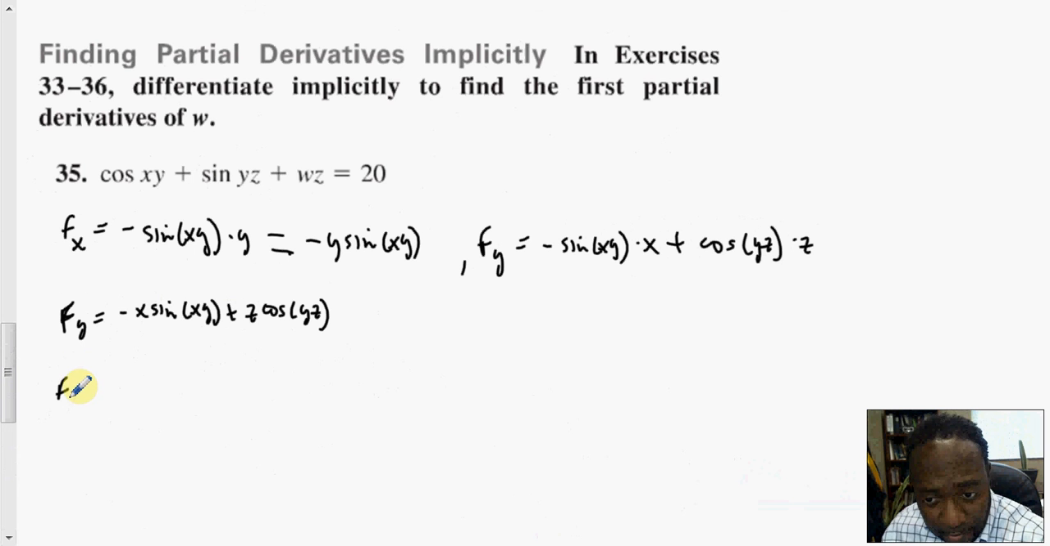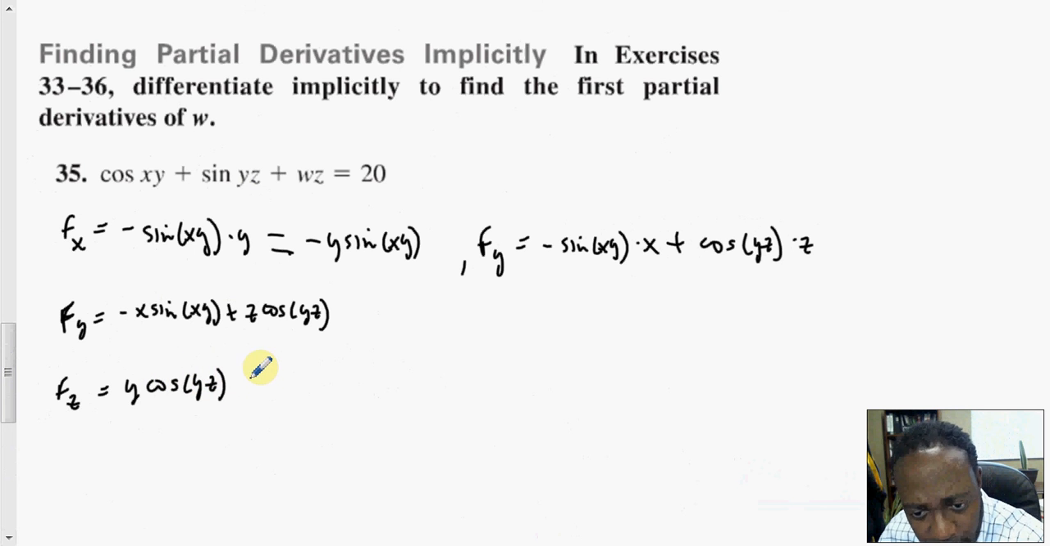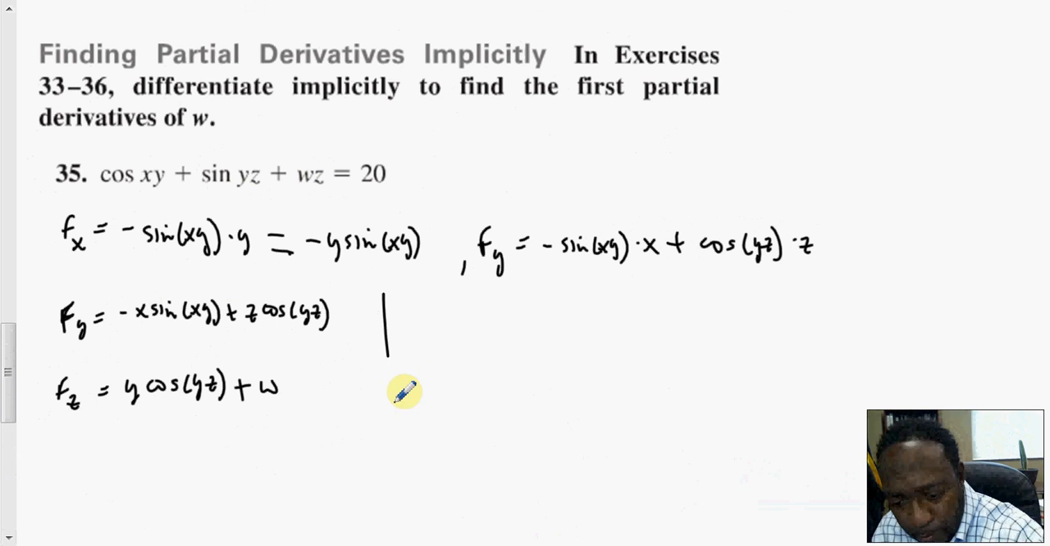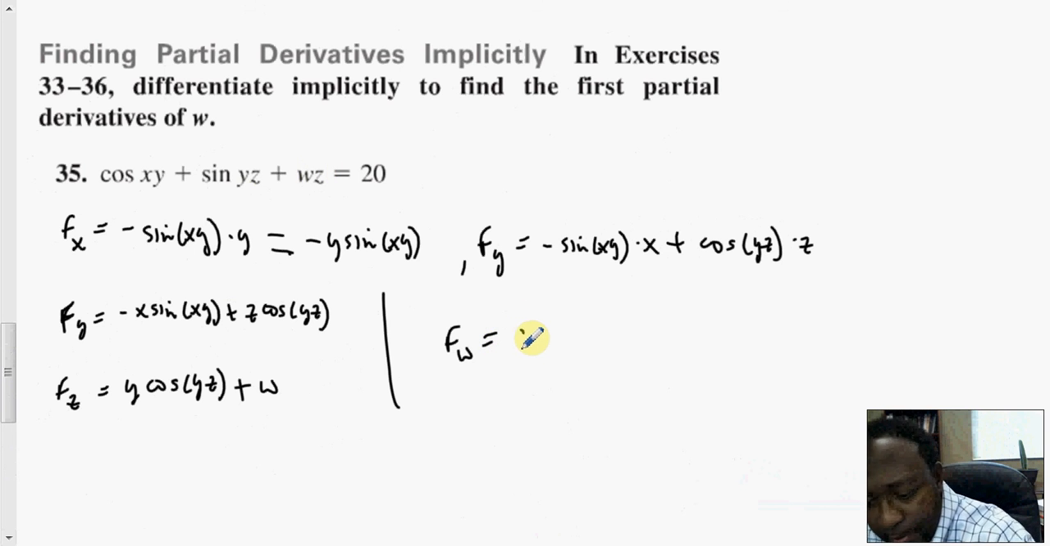Then the partial of f with respect to z. This is cosine yz times the derivative of yz with respect to z. That's just y. So this is y times cosine yz plus the derivative of wz with respect to z. That's just w. And then the partial of f with respect to w. It's just z.